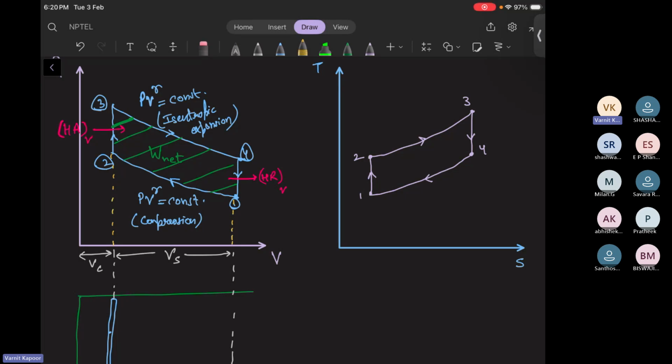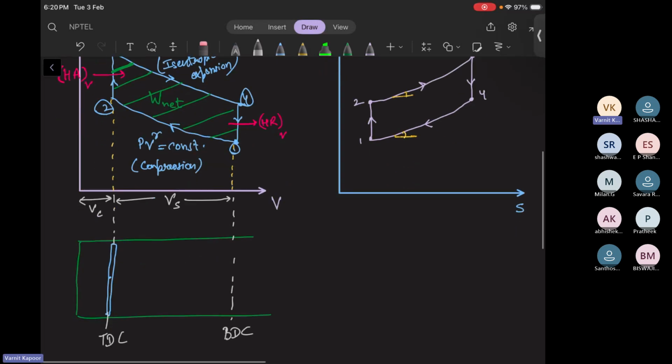If you don't know what the slope of this TS plot will be, we know that dq is equal to du, the net heat interaction is the net internal energy change. So it is a function of Cv dT. And dq is T dS from the entropy equation in thermodynamics. So you get the slope dT by dS, that is the slope of the TS graph. If you rearrange, it will be T over Cv.